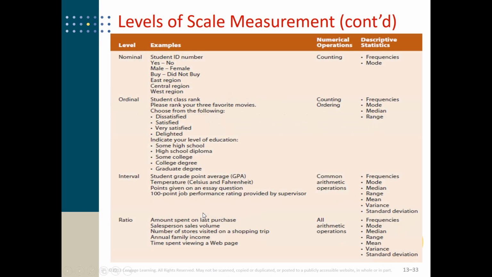Now some more examples. Nominal scales: student number, yes, no, male, female, buy, did not buy. For ordinal: student class rank, or choose from the following: dissatisfied, satisfied, very satisfied, delighted. And interval: student grade point average, temperature. And ratio: amount spent on last purchase, and so on.